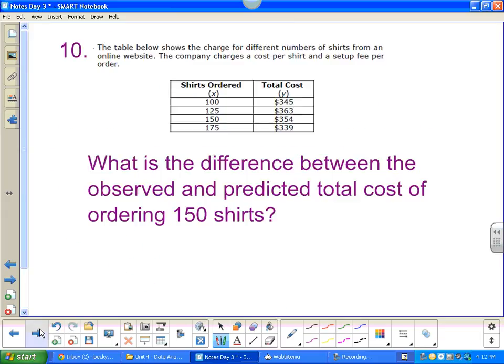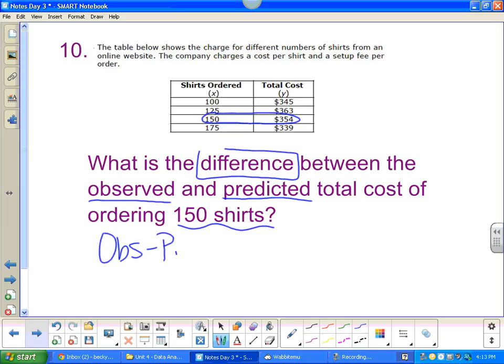Number 10, the table below shows the charge for different number of shirts from an online website. The company charges a cost per shirt and a setup fee per order. What is the difference between the observed and the predicted? Okay, so difference, observed, predicted, 150 shirts. So 150 shirts is right here.